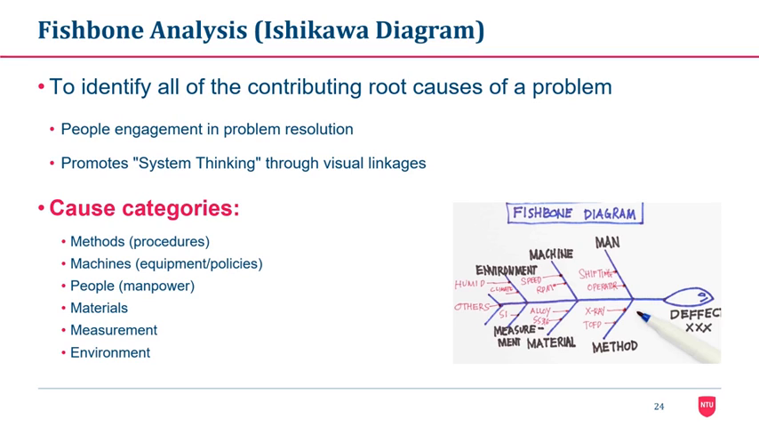To facilitate brainstorming more effectively, we can use 6 generic cause categories: methods or procedures, machines or equipment, people or manpower, materials, measurement, and environment. Fishbone analysis is a simple but very useful technique that can be applied to nearly any type of problem.